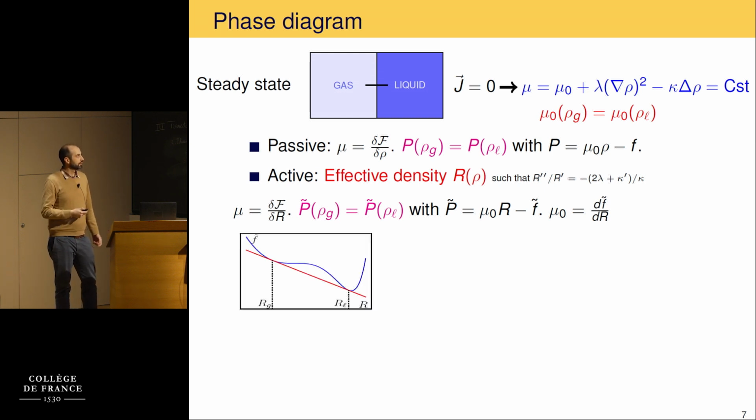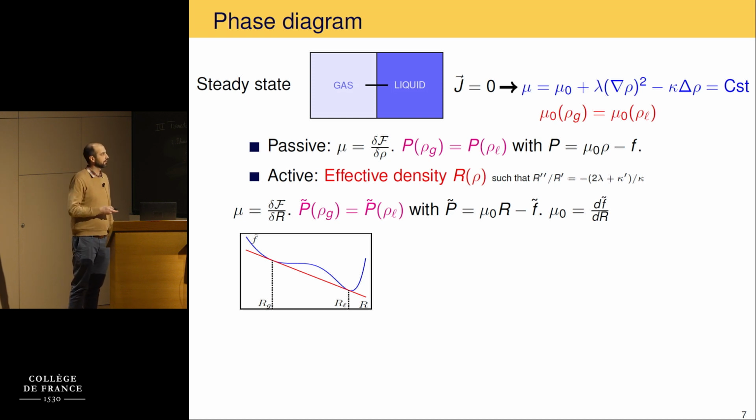And we can go further, define a generalized free energy density. And the phase coexistence then is set by minimizing this generalized free energy density.